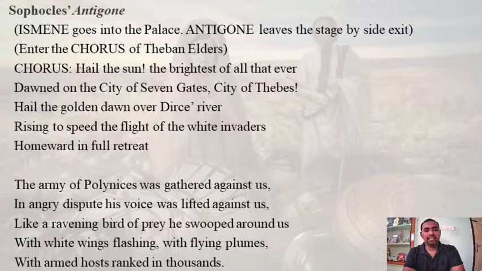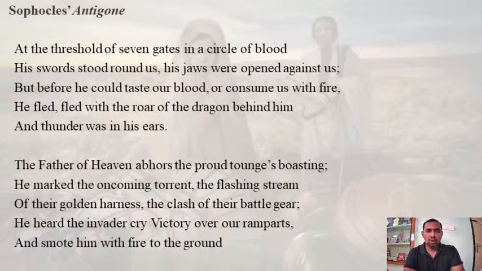Hail the sun, the brightest of all that ever dawned on the city of seven gates, city of Thebes. Hail the golden dawn over Dirce's river, rising to speed the flight of the white invaders homeward in full retreat. The army of Polynices was gathered against us. In angry dispute, his voice was lifted against us. Like a ravening bird of prey, he swooped around us with white wings flashing, with flying plumes, with armed horse ranked in thousands.